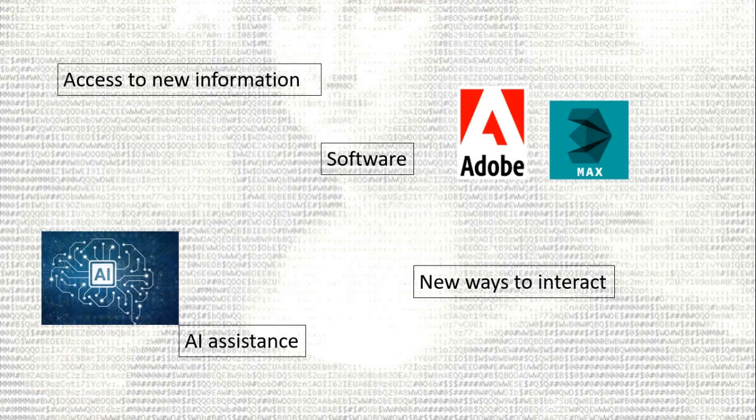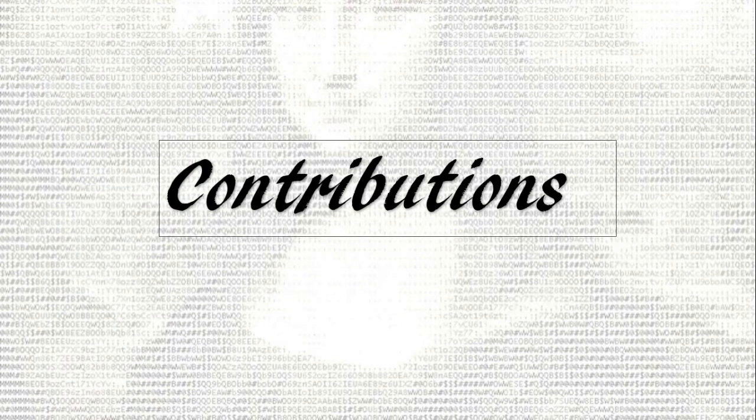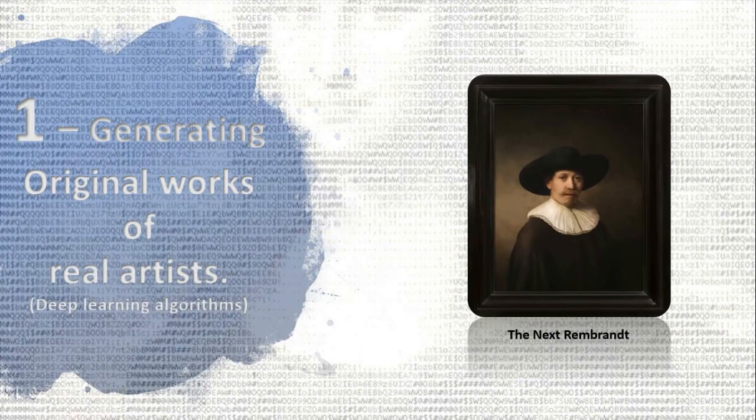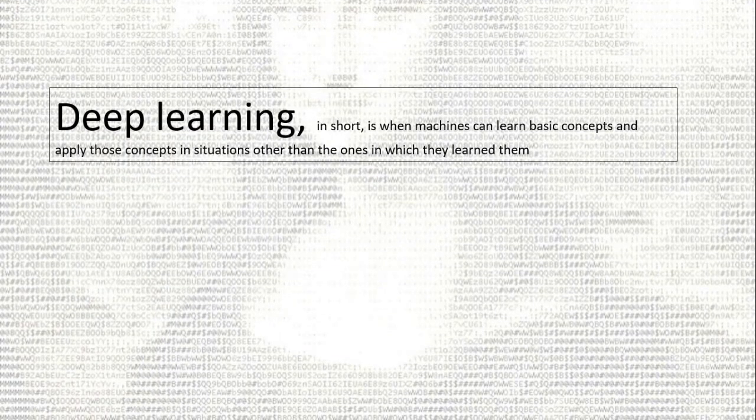Let's take a look at a small fraction of the contributions of computer science to the making of visual arts. The first example we have is generating original works of real artists. This technology depends on deep learning algorithms, which is, in short, when machines can learn basic concepts and apply those concepts in situations other than the ones in which they learned them. This technology means we can generate a new original work from Da Vinci's, Munch's, or Picasso's works.